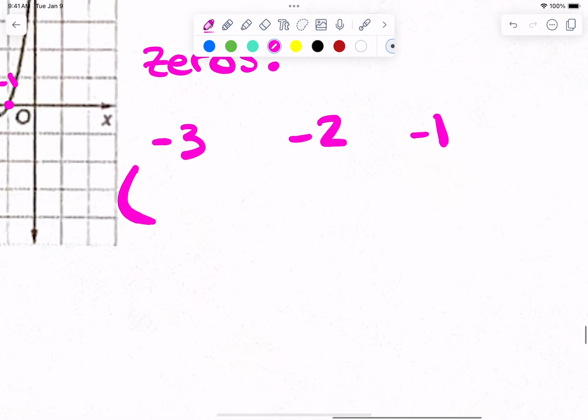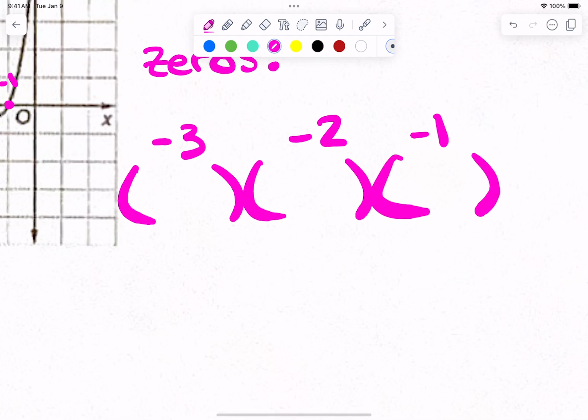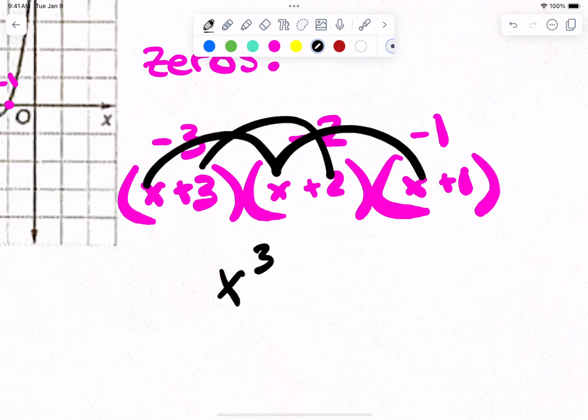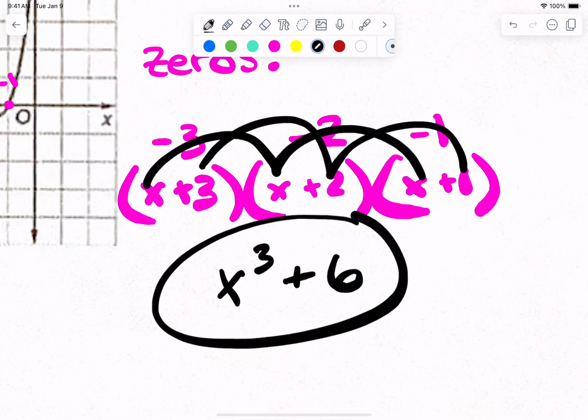So if I work backwards and ask what my factors are: if negative 3 is a zero, x plus 3, x plus 2, x plus 1. And then I FOIL them all out. Now, hold up. I have had algebra kids try to do this before. They say x times x times x is x cubed, and 3 times 2 times 1 is 6. There you go, done. No. I wish it were that easy.